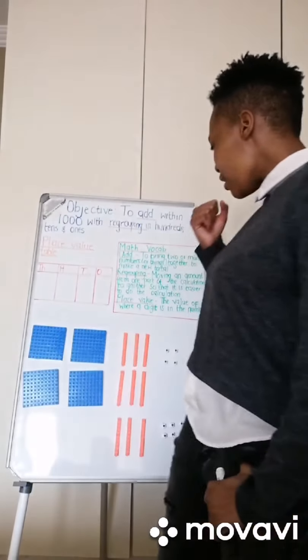Okay, good job. We have place value table also. Place value table. Now, the value of where a digit is in the number.